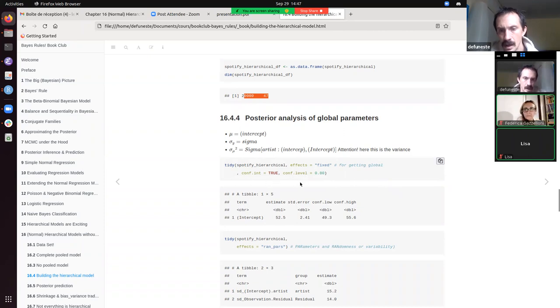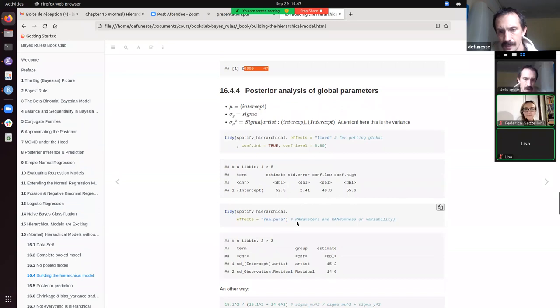And if you want the intercept per artist and the standard deviation residual, so the variation between the songs of one artist, you need to set effect equal ran_pars. Ran_pars means randomness or variability parameters. This is a whole new jargon, which I still found hard to understand. If I'm using this function, I will probably just Google a bunch of stuff.